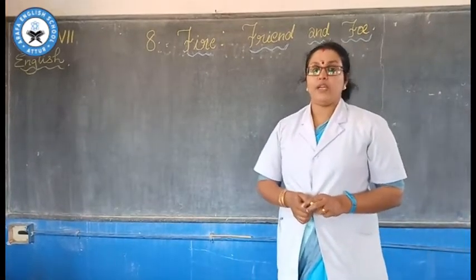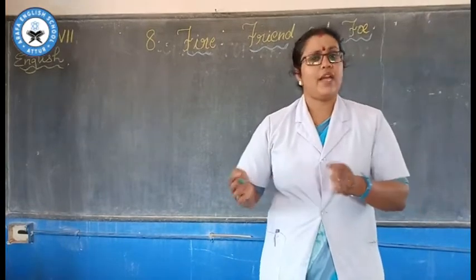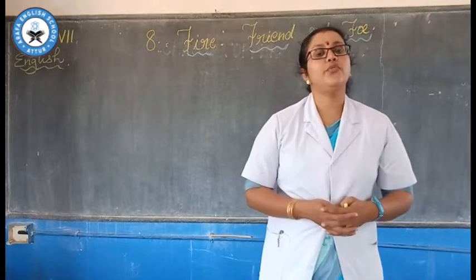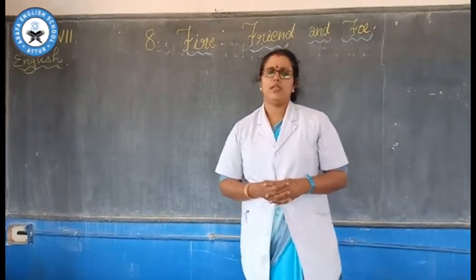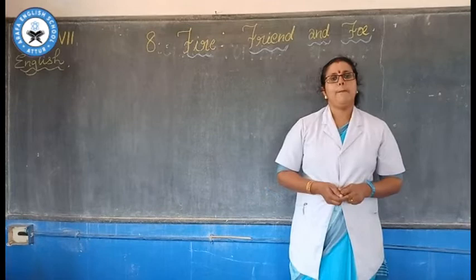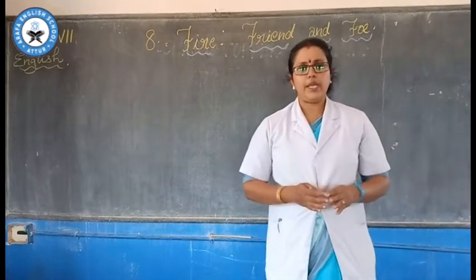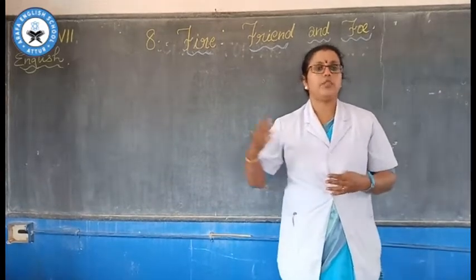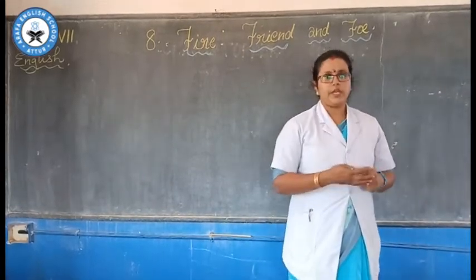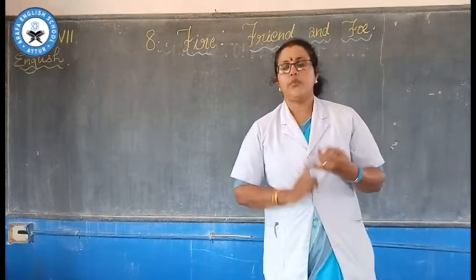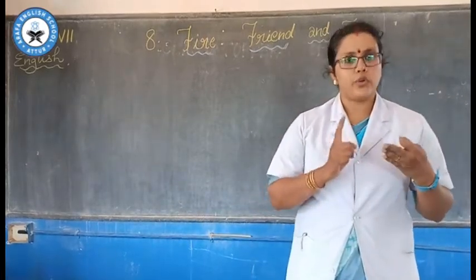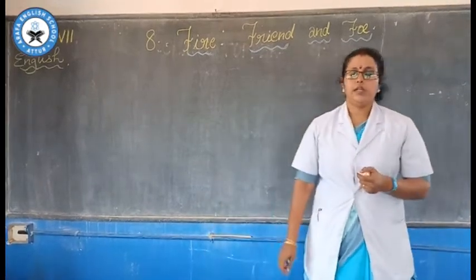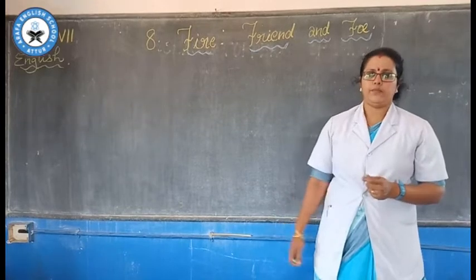Fire, friend and foe. What do you mean by friend and foe? Fire must have been a mystery for early men, but today men know how to make use of fire for his daily use and for the profitable side too. Fire is used for cooking, for boiling, for producing electricity, etc. Now, what makes fire?